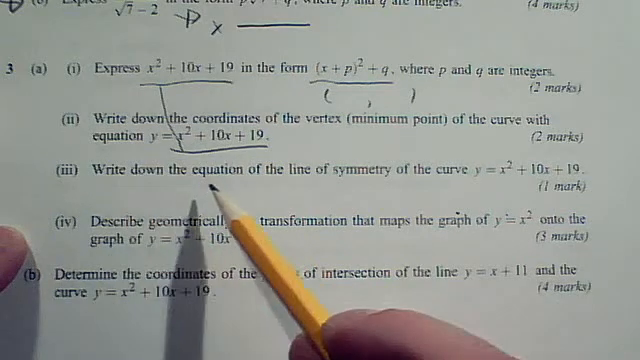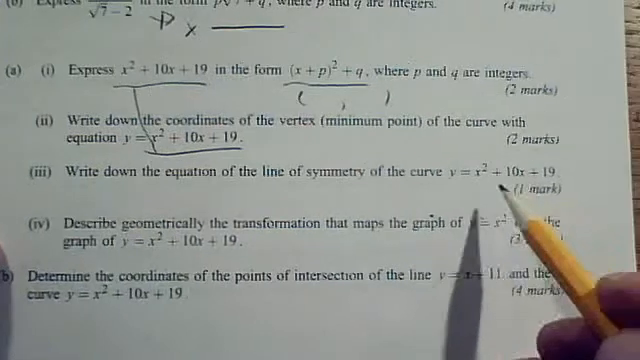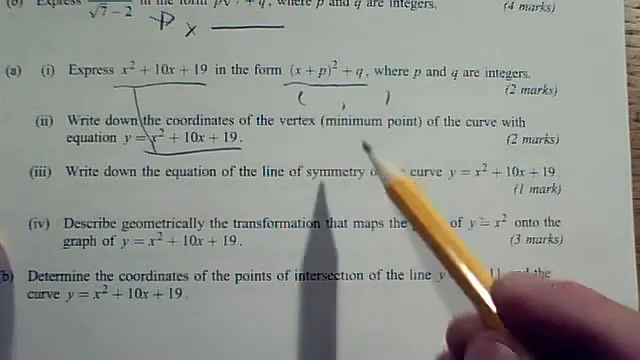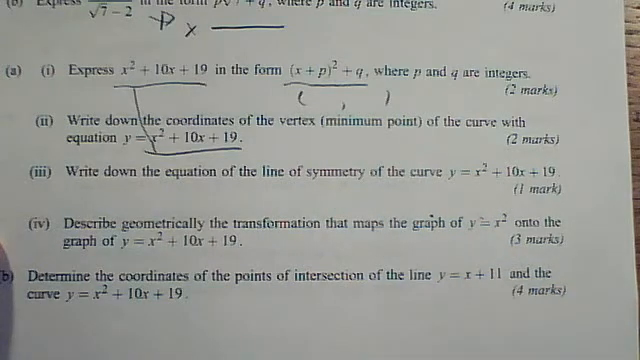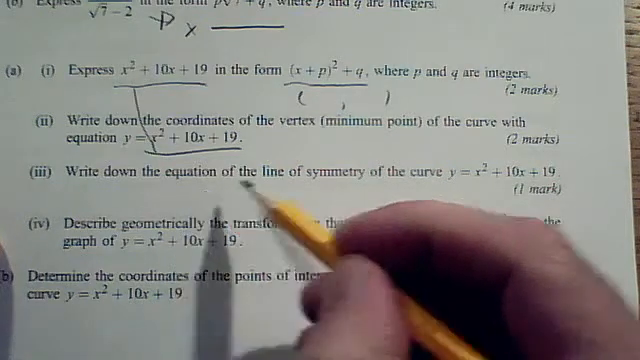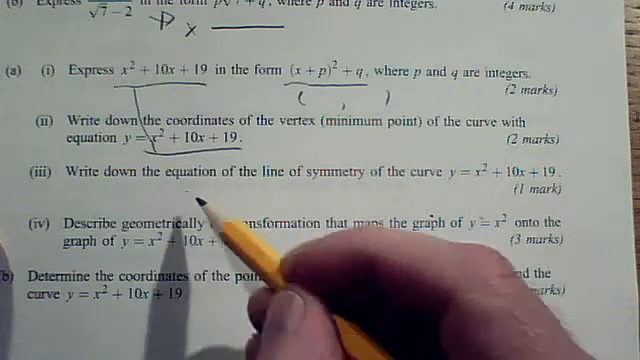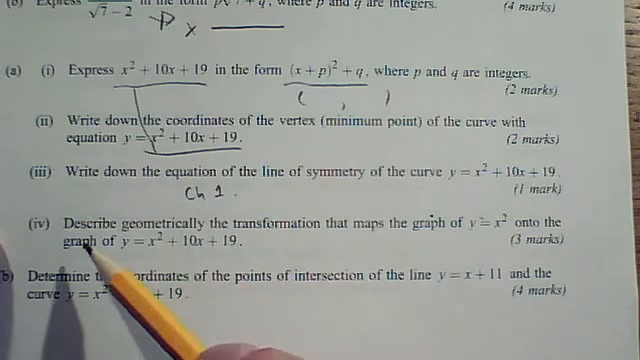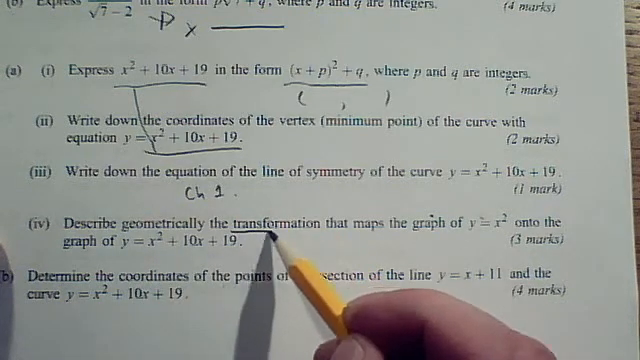Then we've got to write down the equation of the line of symmetry of this curve. Now since this is a quadratic graph, its line of symmetry goes through the middle, it goes through this vertex. So all you need to know is what the equation of a vertical line looks like, and you need to use one of these two coordinates and complete that equation, and you have examples of this in your chapter 1 notes.